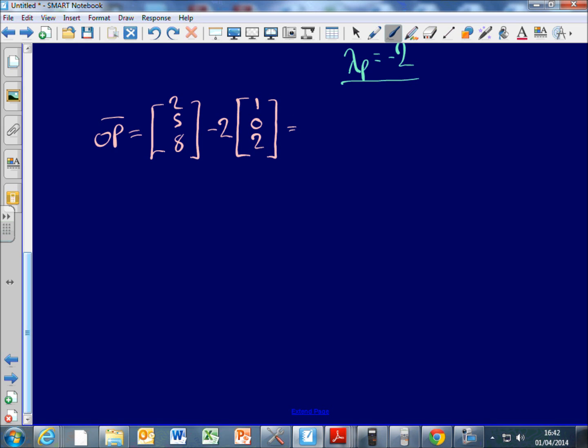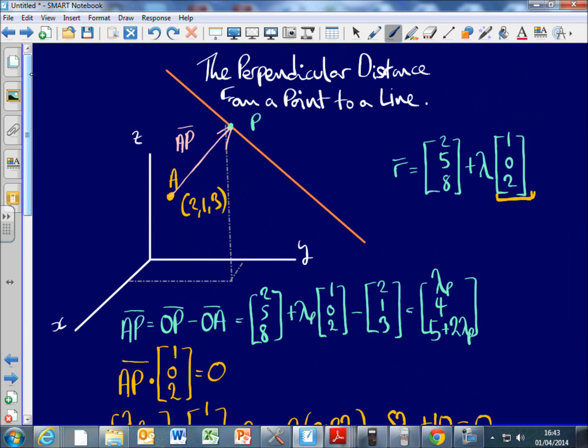I just add these vectors together, so I get 2 minus 2, which is 0. I've got 5 minus 0, so that's 5, and then I've got 8 minus 4, which is 4. So the position of P has the coordinate (0, 5, 4), and that's the point which is closest to A. So (0, 5, 4).